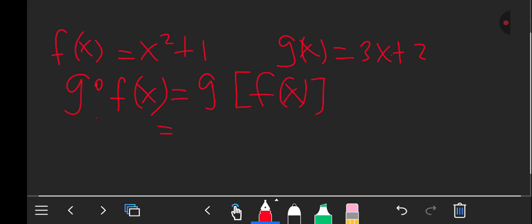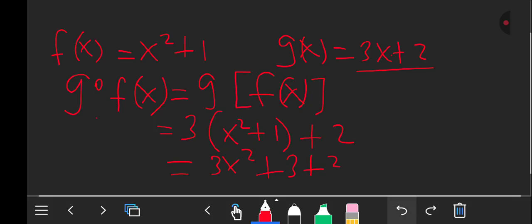So this will be equal to g, where is g? It is here, so it is 3. But where there is x, I'll substitute x squared plus 1. Then I'll say plus 2, like that. So this will basically be equal to 3 multiplied by x squared, that is 3x squared, then 3 multiplied by 1, that will be 3, then plus 2. Okay? So this will be equal to 3x squared, 2 plus 3, that is 5. So plus 5. So this is the result.